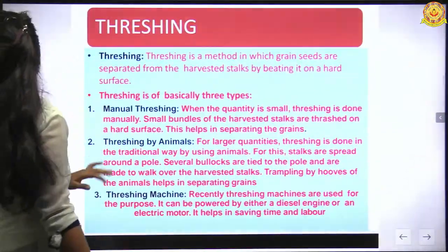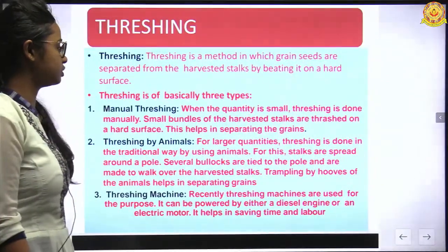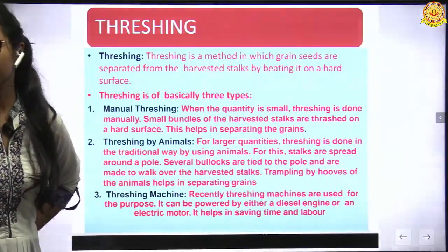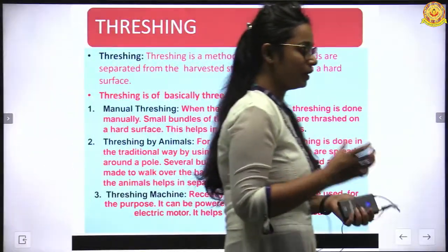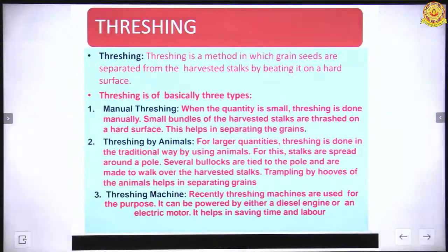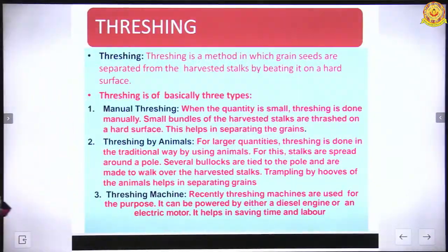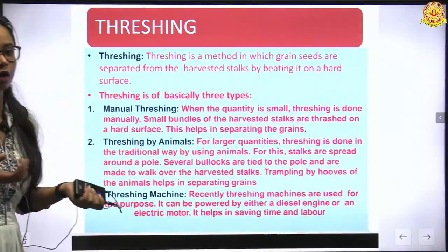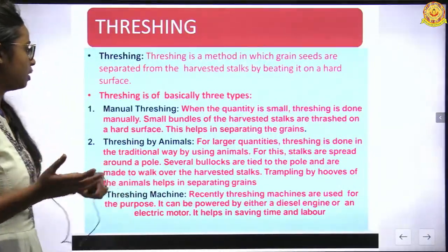Next, what is threshing? Threshing is a method in which grain seeds are separated from the harvested stalks by beating them on a hard surface. What you have to do is beat the stalk. Now what is a stalk? A stalk means the complete pile of wheat or rice. Have you ever seen a complete pile of wheat or rice? When you take it and beat it on a hard surface, you will observe that the wheat grains automatically get separated from the stalk.